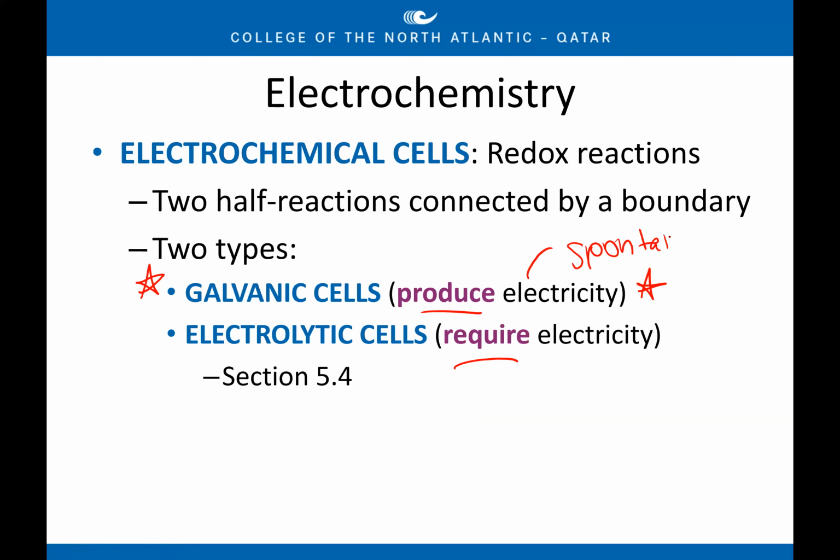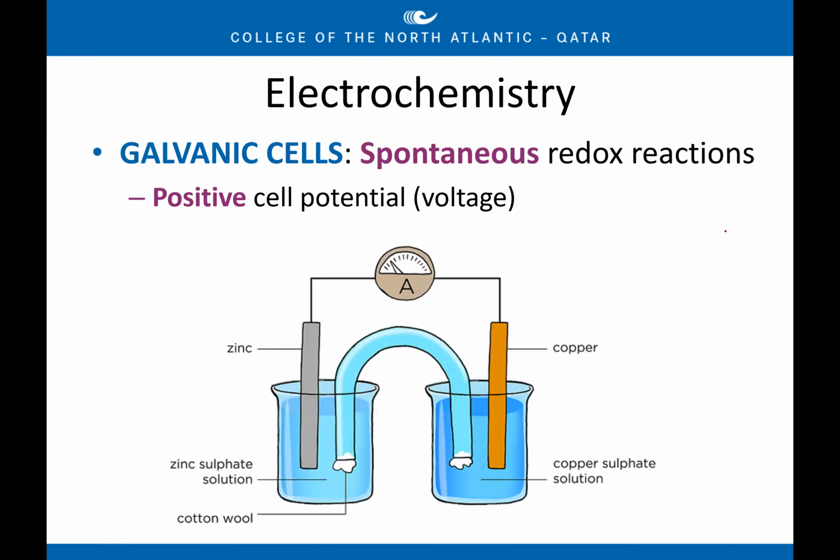These are spontaneous. So if you remember last day, we talked about the waterfall method and all that. The galvanic cells are the ones that do that. They create electricity. Electrolytic cells are ones that require electricity. So this is a type of electrochemical reaction where you put in energy, kind of like plugging in your phone. And we'll talk a little bit about electrolytic at the end of today.